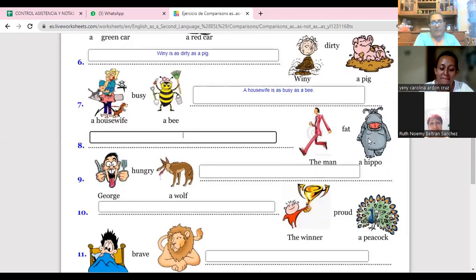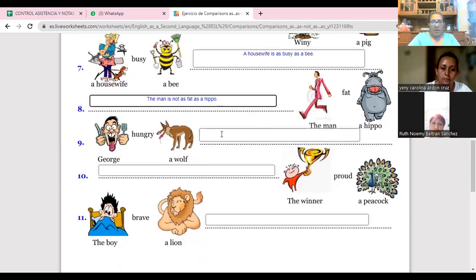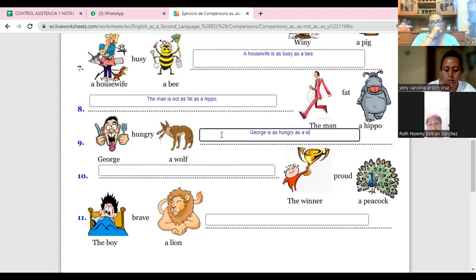Now we have the man and the hippo. The man isn't as fat as a hippo. Okay, good. The man is not as fat as a hippo. George and a wolf. George is as hungry as a wolf.